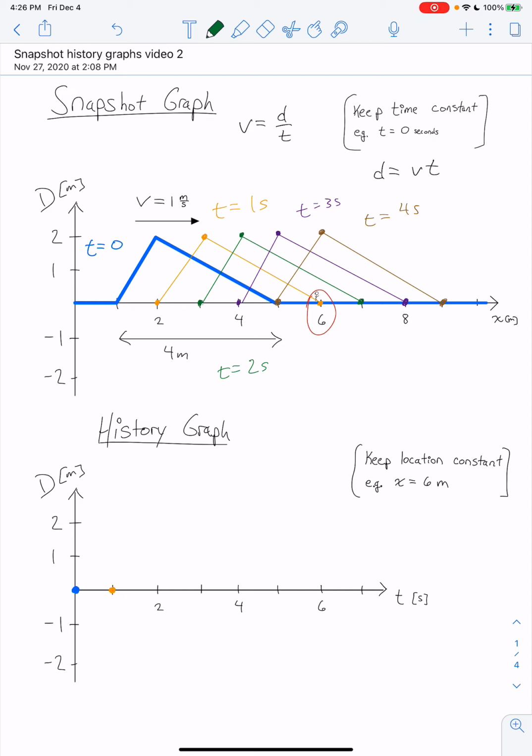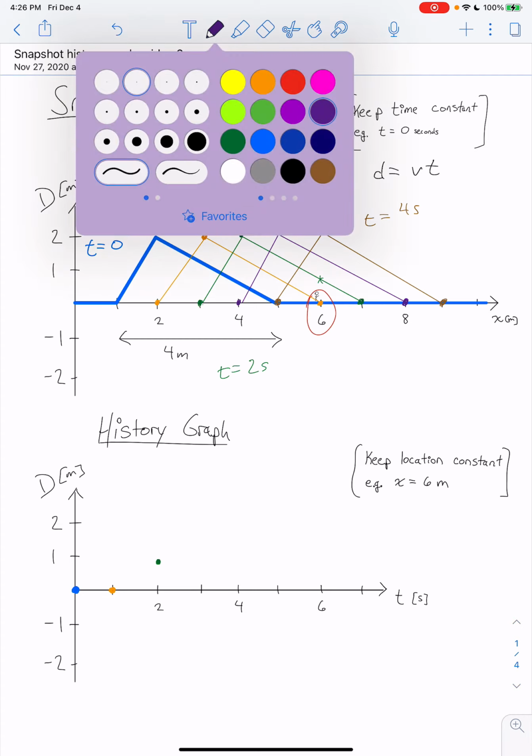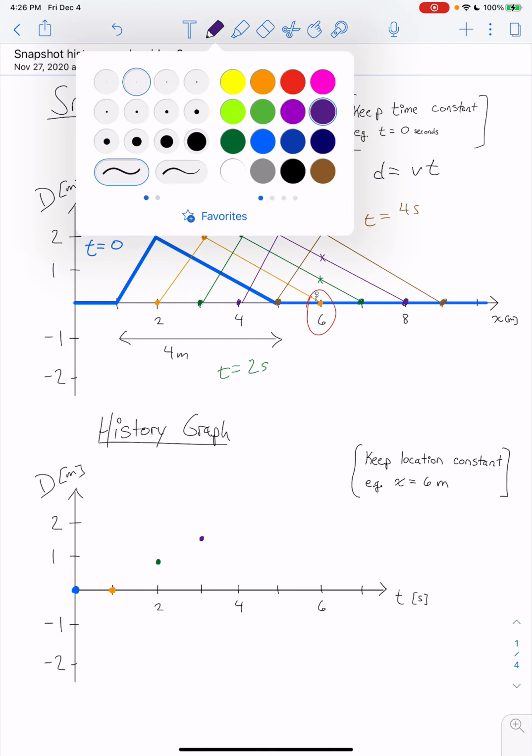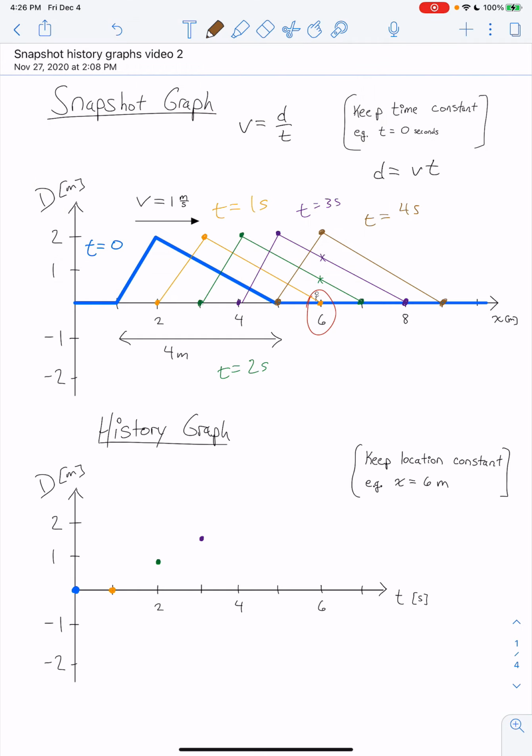At t is equal to 2 seconds, it's got some displacement, probably a little less than 1. So we can fix this later, but approximately there. And then what's going to happen next? Well, t is equal to 3. We're going to be a little further up, so past 1. We'll draw that there, and then at t is equal to 4, we're going to be, in fact, at the peak. So that'll be 2. And here we go.